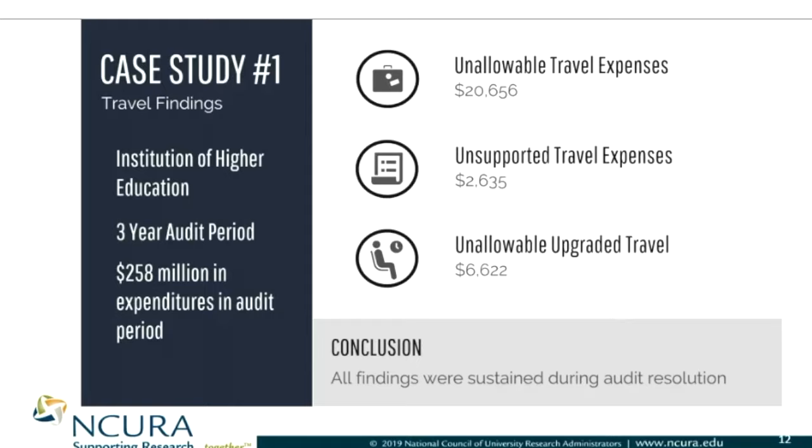So in this first case study, we'll focus on travel findings that were identified at a U.S. institution of higher education. The audit encompassed about $258 million over a 3-year audit period. The first finding that we're looking at is for just over $20,000 in unallowable travel expenses.